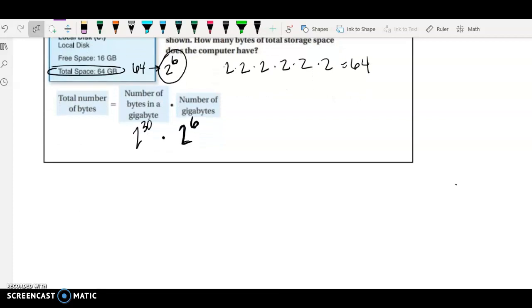And so now we can use our rules. These both have the same base, a base of 2, so this gives us a base of 2, and then we add our exponents, so 30 plus 6, so we get 2 to the 36th power. And that's our answer.